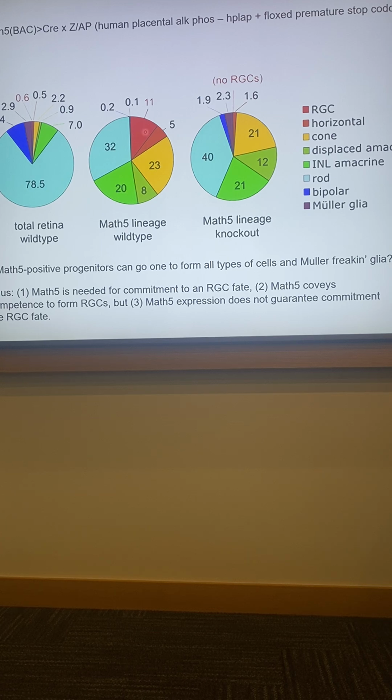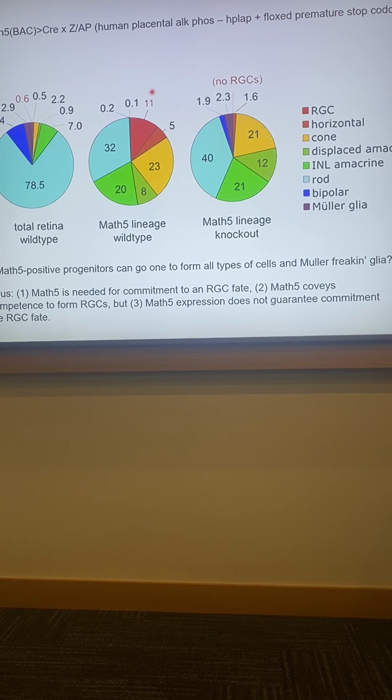Only 11% of the MAF5 positive progenitors form ganglion cells. MAF5 protein positive, but if you lose that, that goes to 0. So the progenitors, that competence is 11% in this case. So the whole point here is just to say, if you're MAF5 positive, you are competent to form ganglion cells. Without it, forget it. There is 0 chance of you forming a ganglion cell. Does that make sense? Yeah.